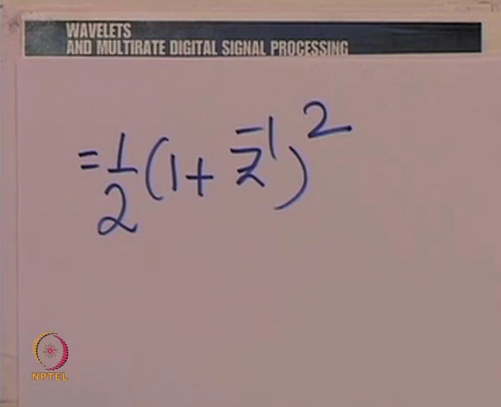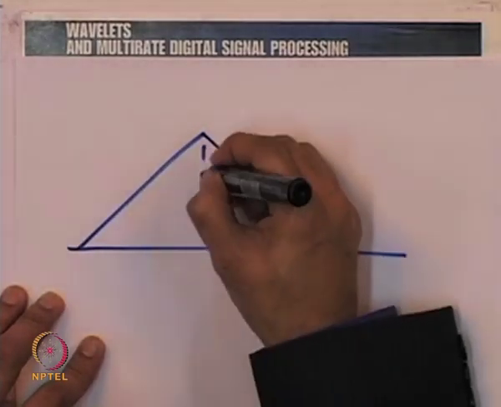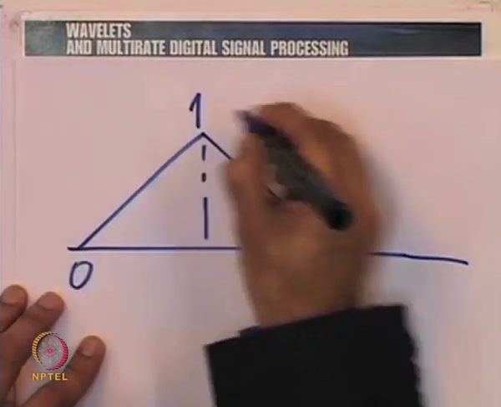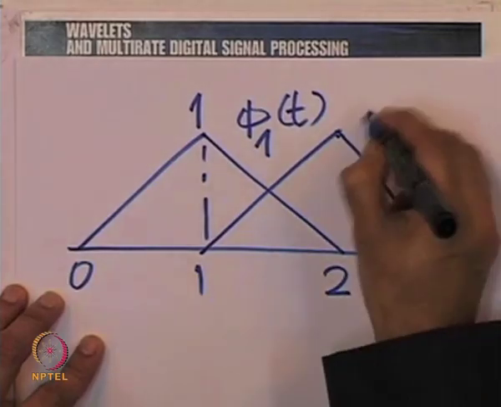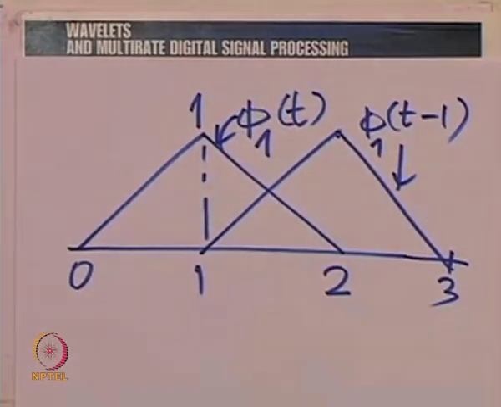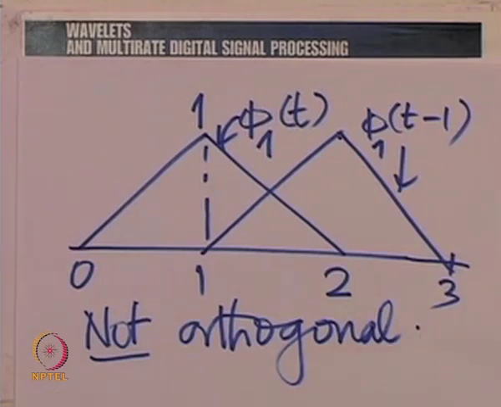But there is just one shortcoming here. Unfortunately, phi 1 t is not orthogonal to its integer translates in general. Let me show this to you graphically. If you consider phi 1 t and phi 1 t minus 1, this is phi 1 t. And this is phi 1 t minus 1. They are not orthogonal. So, we have a problem. Although phi 1 t obeys a dyadic dilation equation, and in principle, one could also start investigating the basic axioms of a multi-resolution analysis, the axiom of orthogonality is not obeyed.